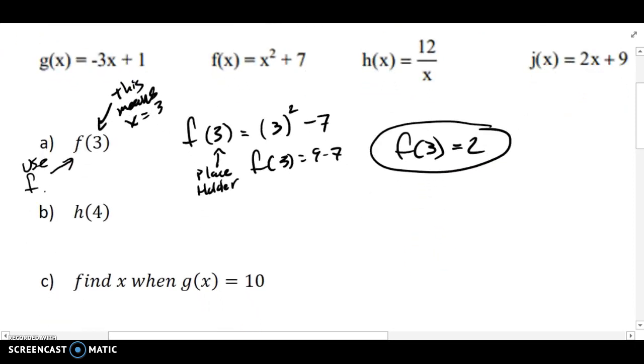Here's h of 4, so I'm going to find h. So there's h, so I'm going to put 4 in. So h of 4 is equal to 12 over 4. So h of 4 is equal to 3.